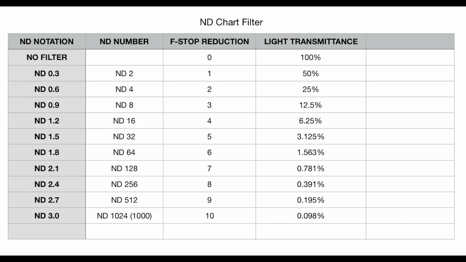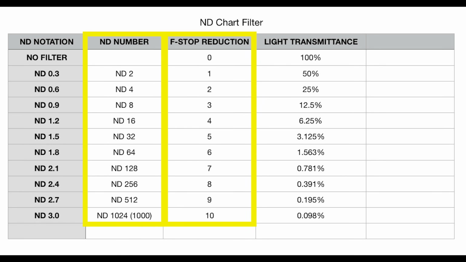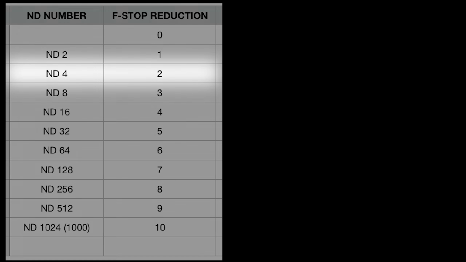As we can see in this chart, every ND stop cuts the amount of light in half from the previous ND stop. And for every ND stop, light is reduced by one f-stop on our aperture. Meaning if we add an ND4, that will reduce the light by 2 stops.